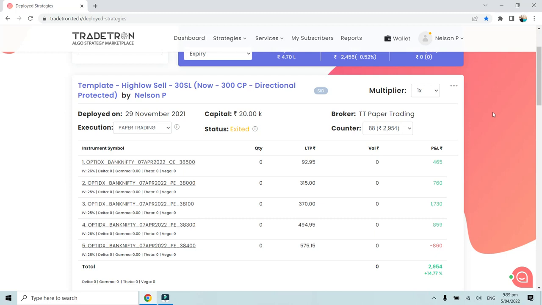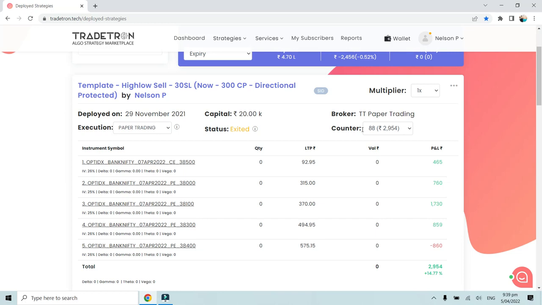Hello everyone. In this video we are going to discuss what a counter is. The section that we see on the deployed page is what we are going to discuss. A counter is basically one cycle from entry of the strategy till universal exit of the strategy.